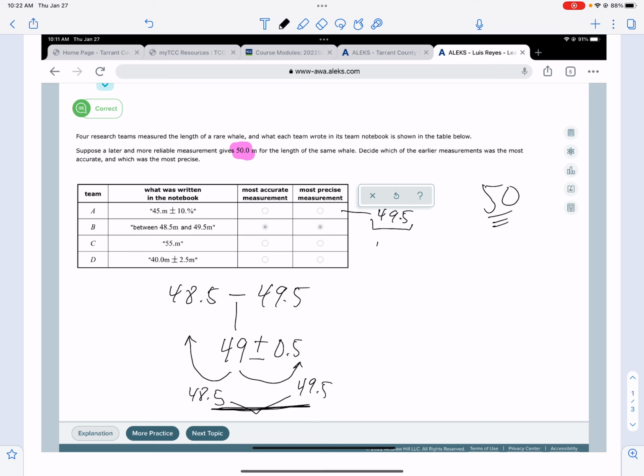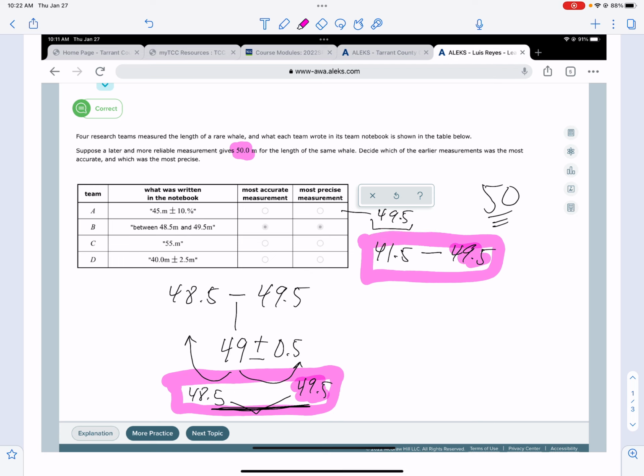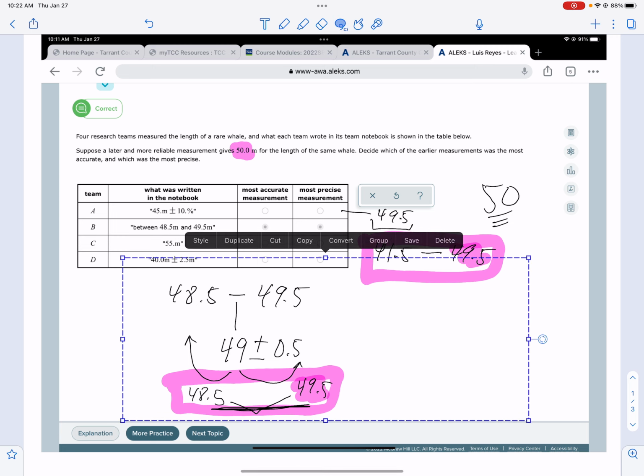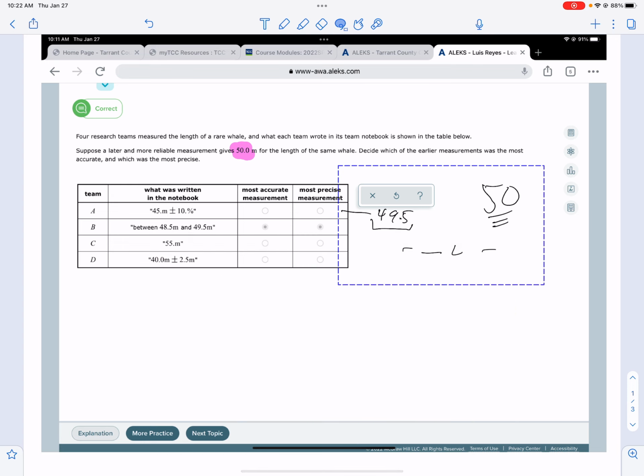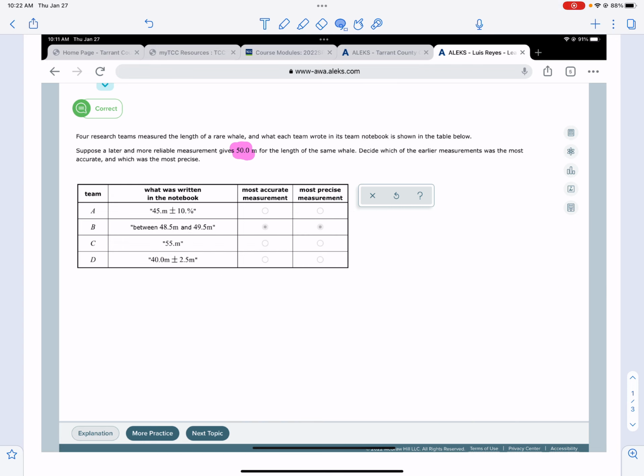So the first number went from 41.5 all the way to 49.5. Both of these ranges include 49.5, but this range is a lot smaller than that range. So most of the numbers are closer to the true value, which is 50. So far, B is the closest one to the true value. Let's look at the next one.